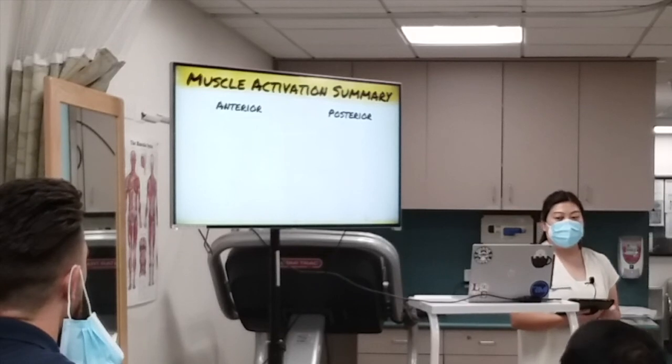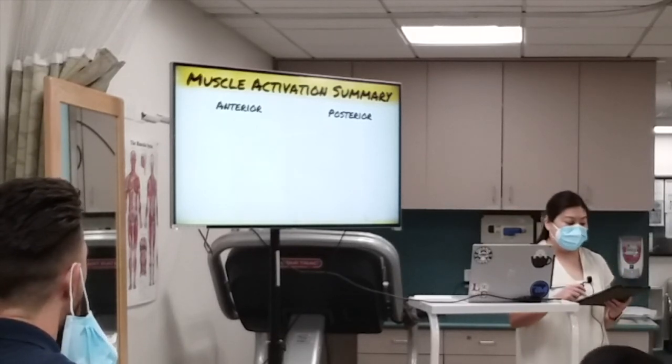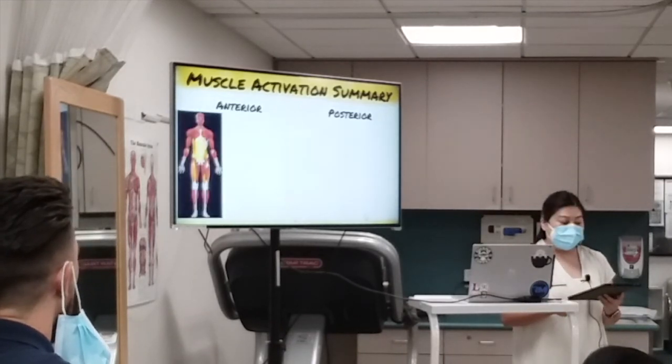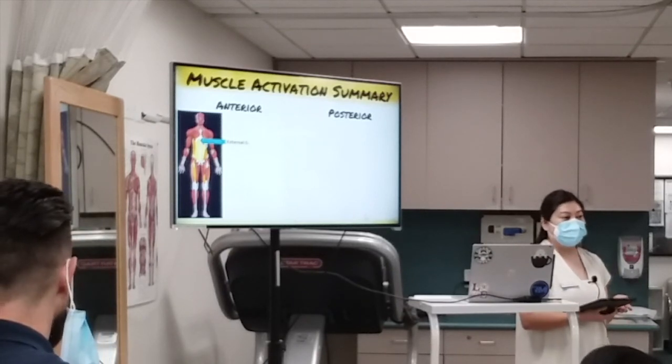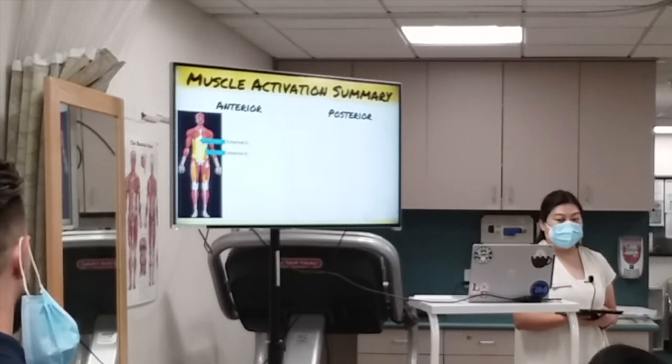All the muscles highlighted on this slide are going to be activated with the squat, and I'll go over different variations that activate those the most. So for the anterior side, we have the external oblique, which is activated with the squat, but research did not specifically say if there was a specific variation that caused the greatest amount of activation. Same thing with the internal oblique.